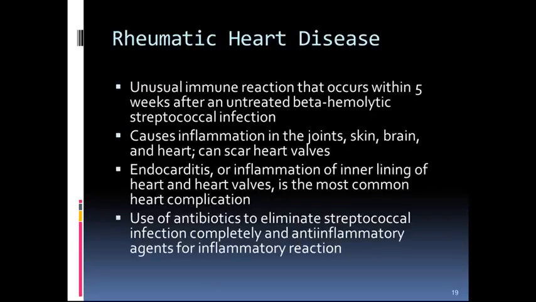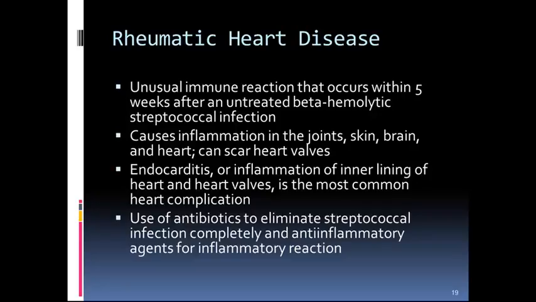Rheumatic heart disease is the most common cause of valvular damage in some of our older patients and can be asymptomatic but can lead to serious complications. Rheumatic heart disease is an unusual immune reaction that occurs within 5 weeks after having untreated beta hemolytic streptococcal infections. We are more aware of our strep throat infections today, and we are treating them faster than what we used to 20, 30 years ago.